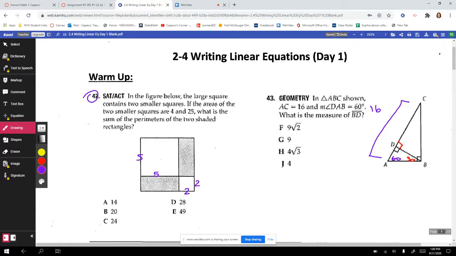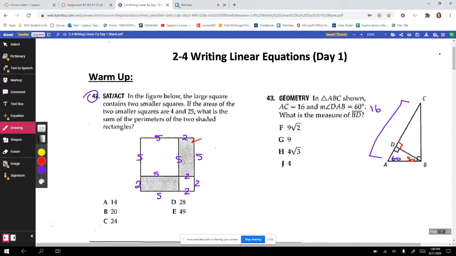Now, from here, we also know that this side is 2, right? And this side's going to be 5 and this side's going to be 2. We can label what we know with how the diagram is set up. And this is 5 also. We're looking for the perimeter, the sum of the perimeters of the two shaded rectangles.